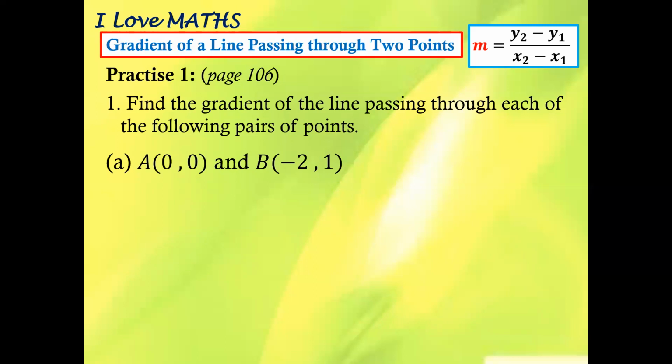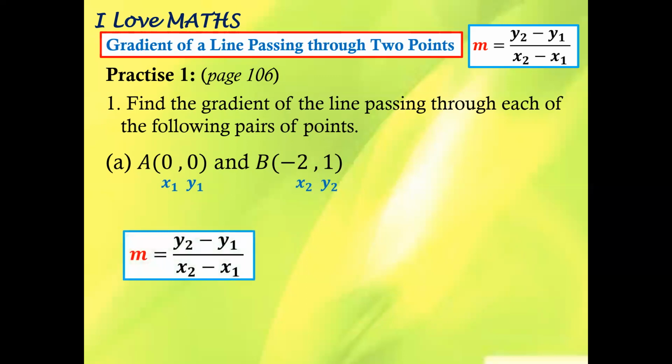Let's answer this one. Let A be our x sub 1, y sub 1, and B be our x sub 2, y sub 2. Substitute to the gradient m formula, which is y sub 2 minus y sub 1 all over x sub 2 minus x sub 1. Substitute the values. That would be 1 minus 0 all over -2 minus 0, and that is -1/2. So the gradient value is -1/2. Since this is negative, it is slanting downward to the right.